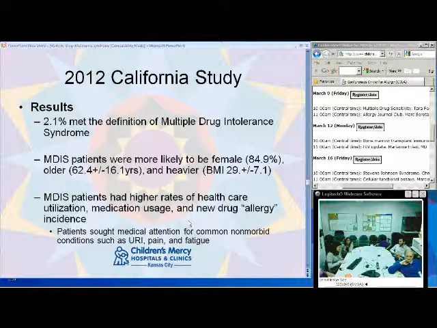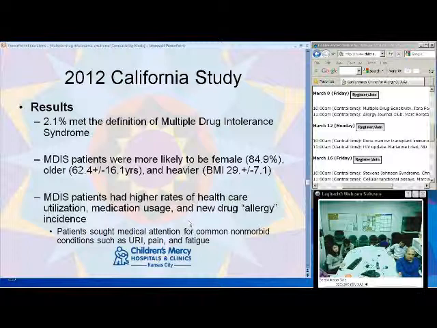So interestingly, they also looked at how often these patients were using healthcare services. So they had higher rates of healthcare utilization. This included radiologic procedures, inpatient visits, outpatient visits, and ED visits. They had increased medication usage in general. So they had more prescriptions prescribed, including more antibiotics and more narcotics than patients that did not have MDIS. They had more opportunities to have a reaction, or had a propensity to be wanting more.